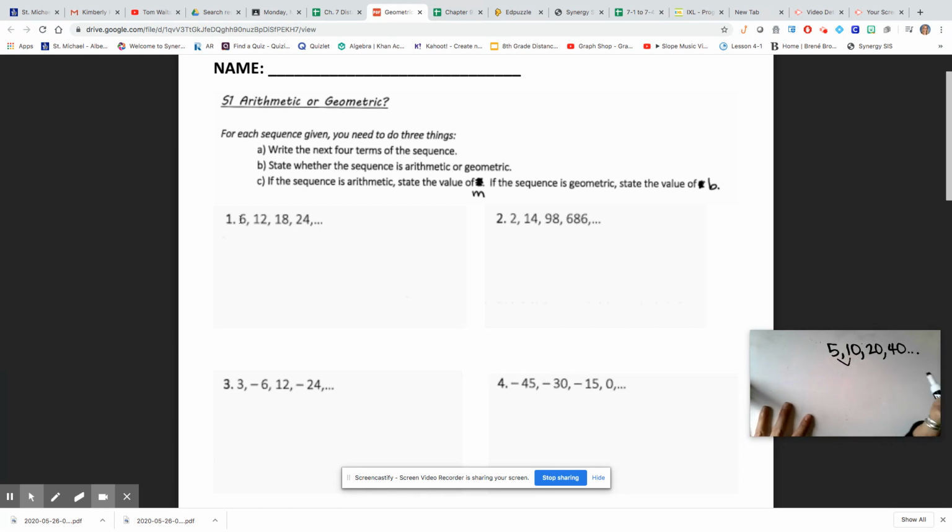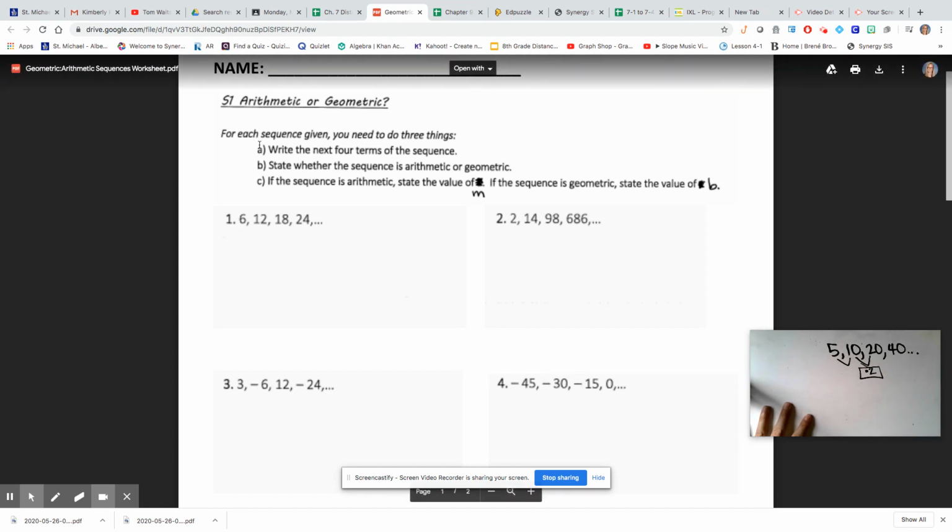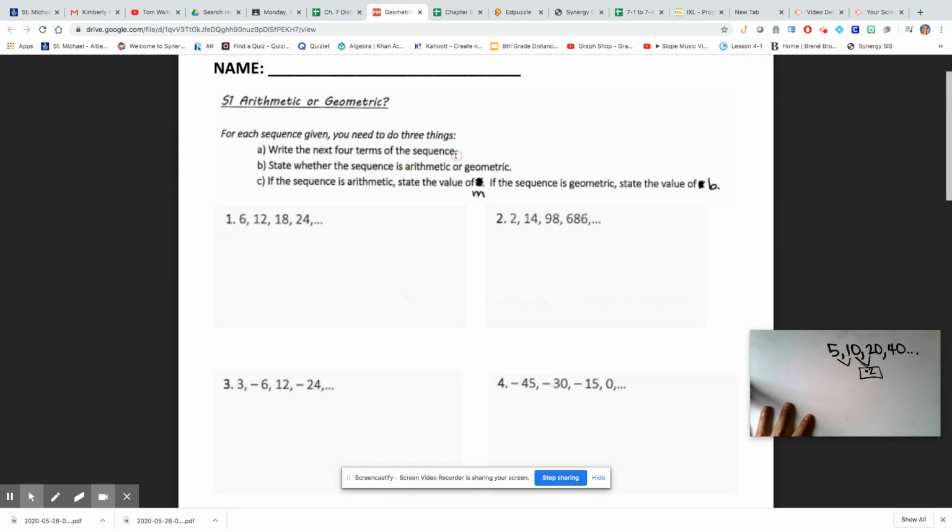It looks like it's adding 5, but it doesn't keep adding 5. So it's multiplying by 2 because it keeps doubling. 5 times 2 is 10, 10 times 2 is 20, 20 times 2 is 40. This is multiplying by 2. So the first thing, write the next four terms in the sequence. 40 times 2 is 80, times 2 is 160, times 2 is 320, times 2 is 640. Wait, it just said the next four, so I don't need to do the dot, dot, dot. All right, B.